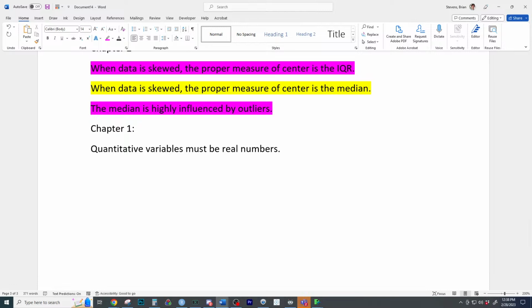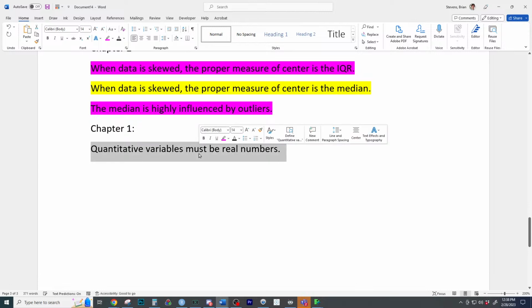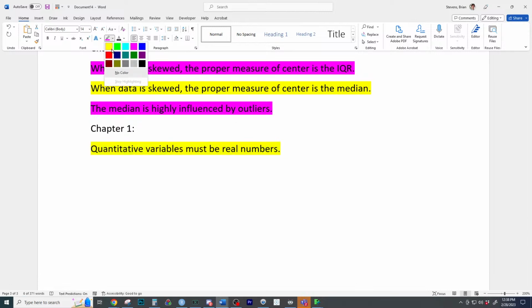What are your thoughts? Quantitative variables must be real numbers. That is very, very true. Quantitative variables must be real numbers right here. They must be real numbers. Good answer. Quantitative variables must be real numbers.